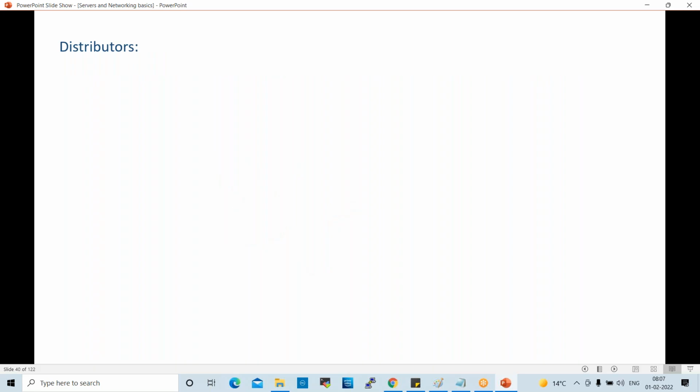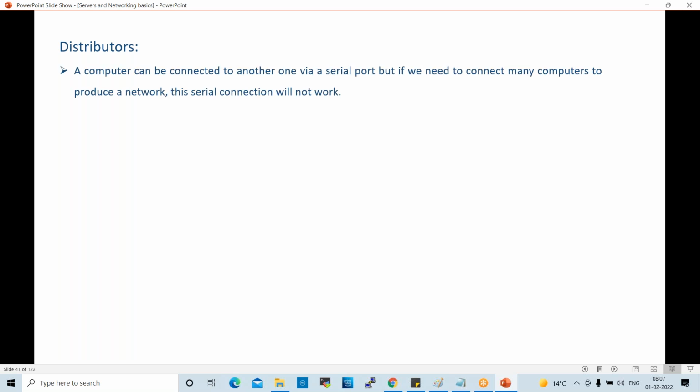Distributors. So why do we require distributors in a network? To connect loopback, we can use distributors. A computer can be connected to another one via serial port. For example, we have two switches, two network devices. If you want to communicate between two devices, we use some distributor, through which via serial port we can connect them, right? We need to connect many computers to produce a network. The serial connection will not work for many computers, but for loopback we can use that. See here, this is the serial port.